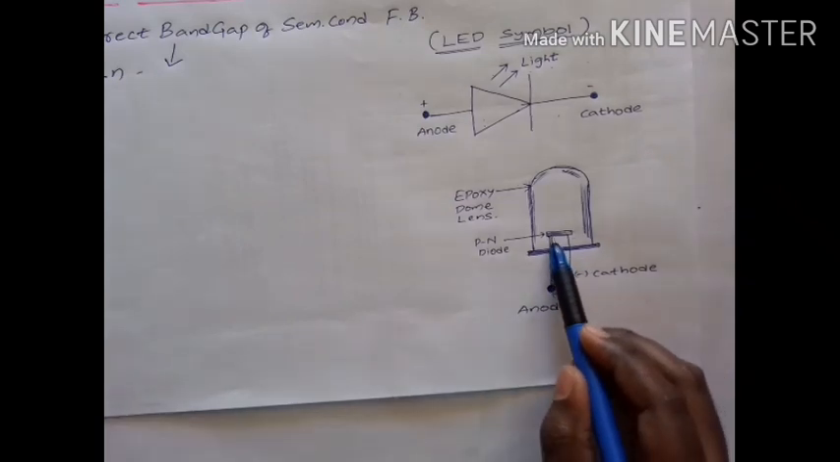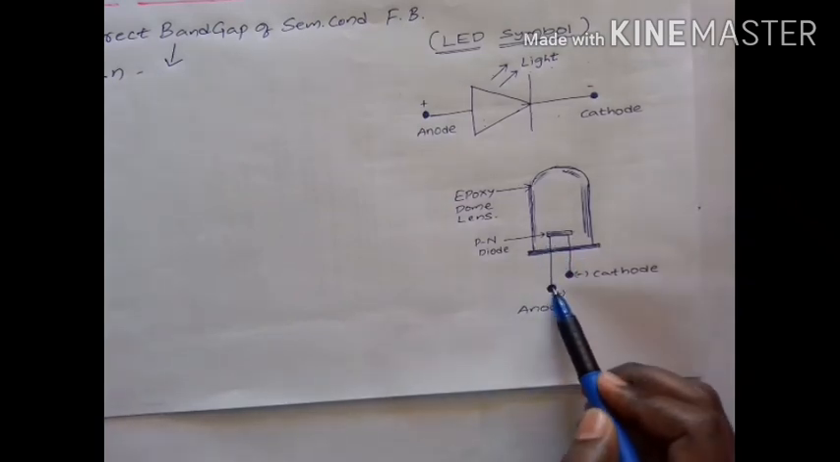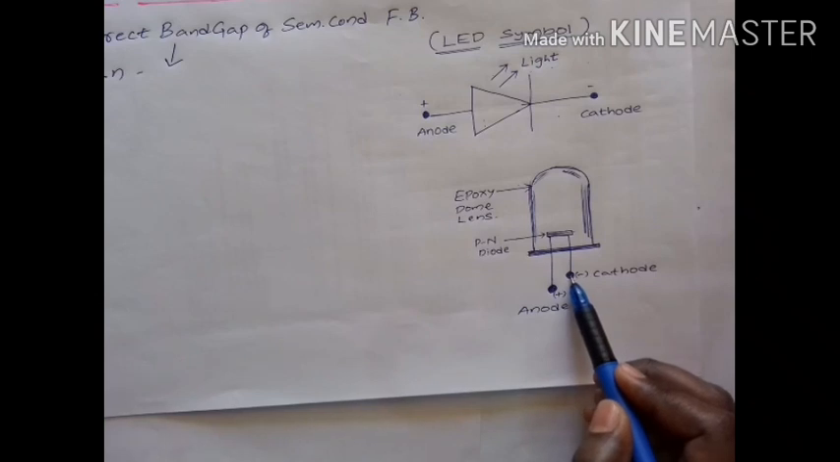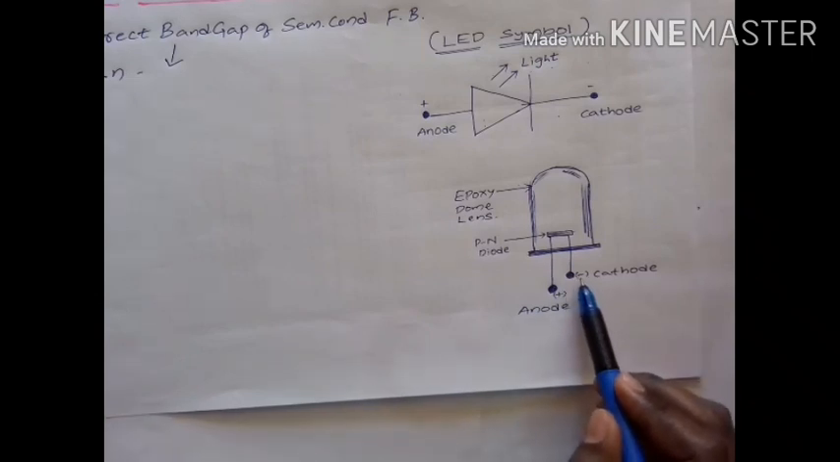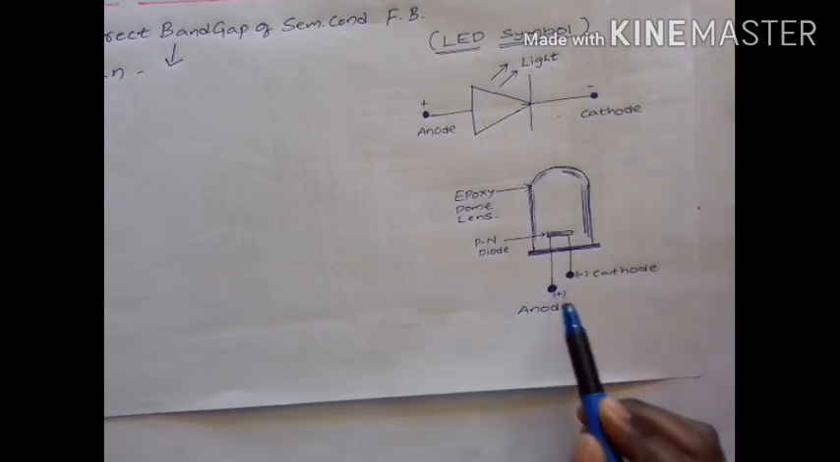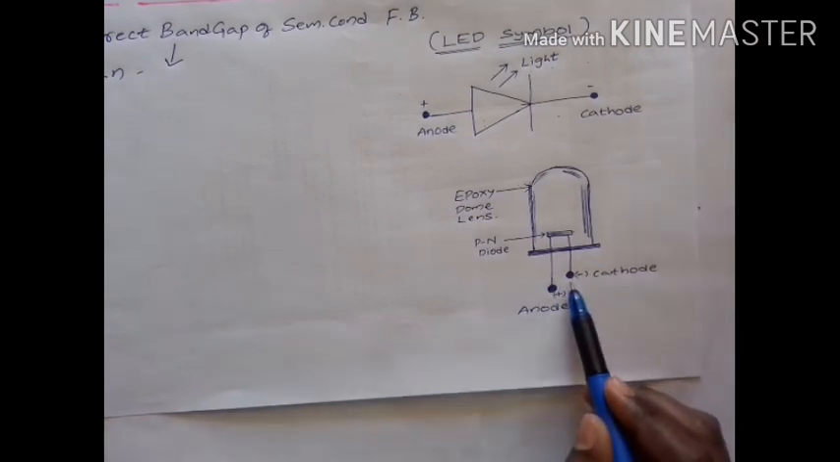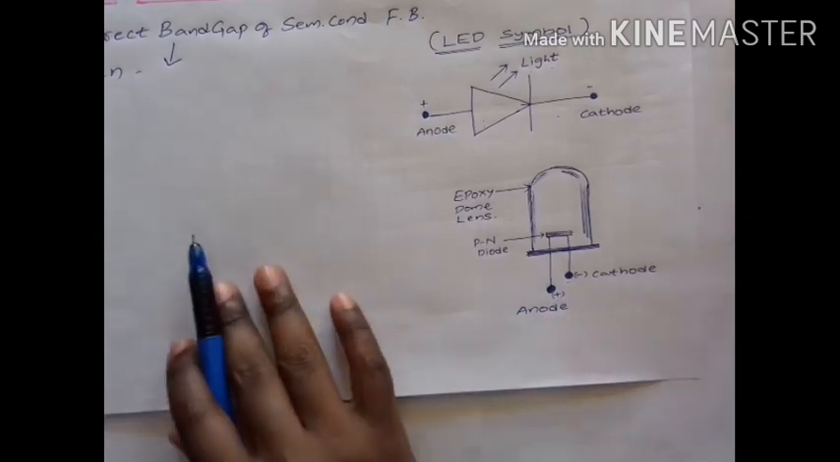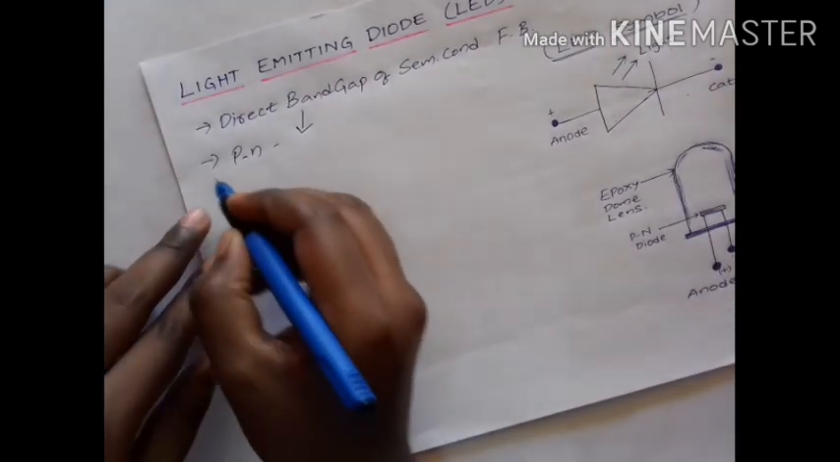This PN junction diode is connected to two terminals, and you can observe that the cathode terminal is made shorter than the anode terminal. This is done for easy identification of polarities.